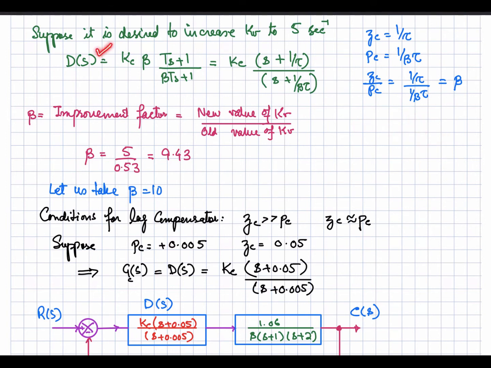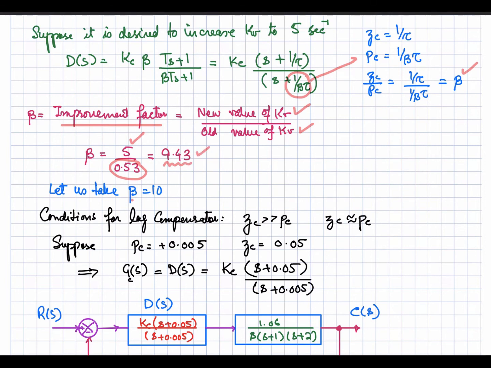So we have the transfer function of the compensator that is given by this equation. Rearranging this, we can write it like that, and this is the position of the zero, and this is the position of the pole. The ratio of these two, zc divided by pc, is equal to beta, and that is equal to the improvement in the static error constant. So the improvement factor will be equal to the new value of kV divided by the old value of kV. We decided on 5, and the original one is 0.53. So the improvement factor that is required is 9.43.